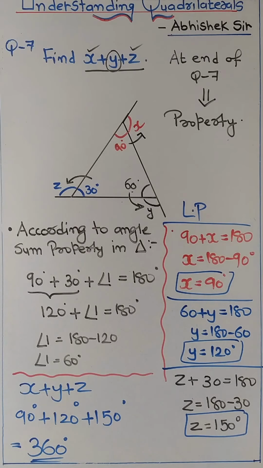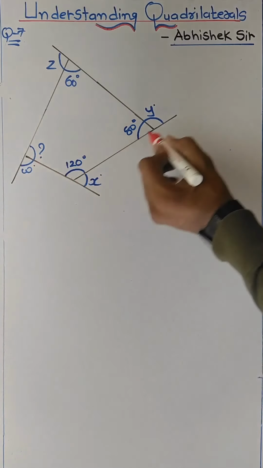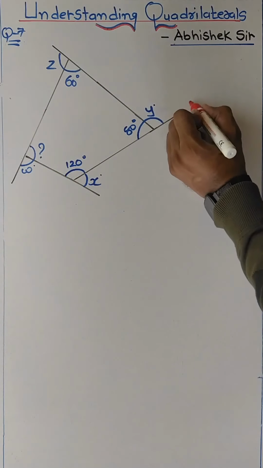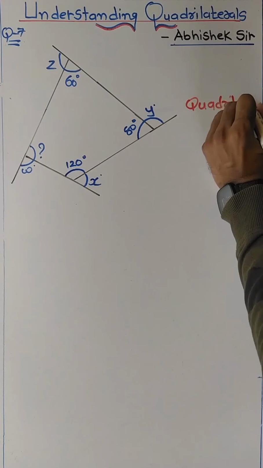So with proper practice, you will be able to find out the answers very easily. Moving on to the last question. Now the last question is a very challenging question, right? Because you can see various lines, but it is very hard to find out that it is actually a quadrilateral, right? 1, 2, 3 and 4 sides. So remember, this is a quadrilateral, right?